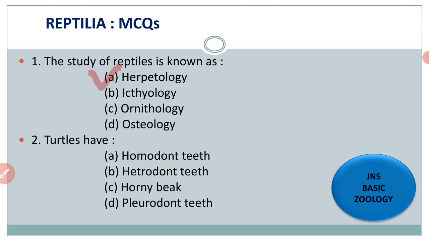Second MCQ, turtles have A. homodont teeth, B. heterodont teeth, C. horny beak, and D. pleurodont teeth. So in case of turtles, they have the horny beak.